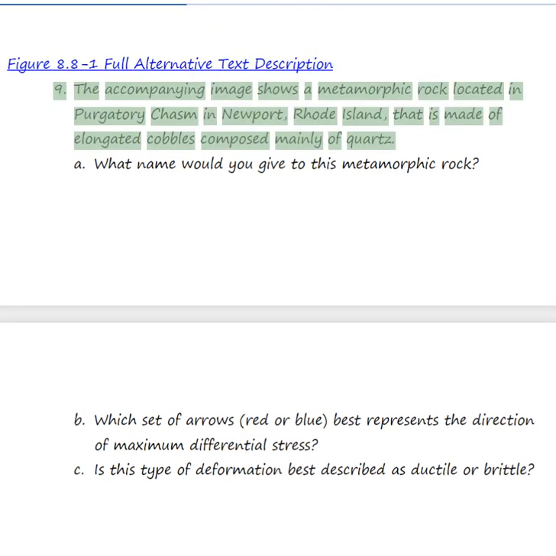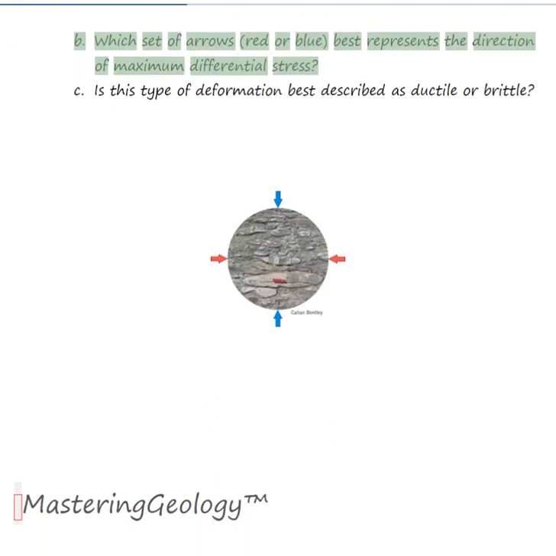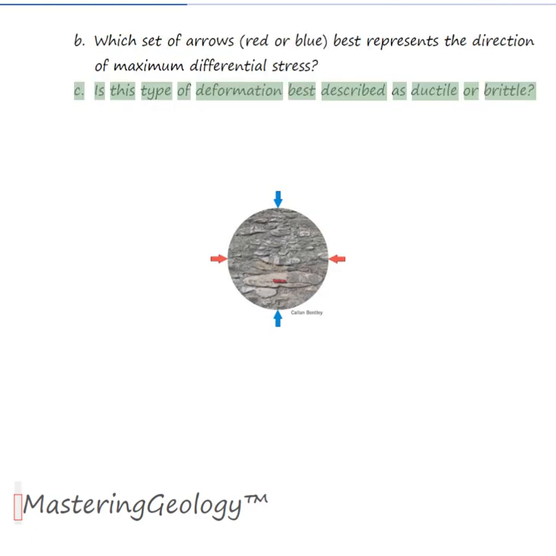9. The accompanying image shows a metamorphic rock located in Purgatory Chasm in Newport, Rhode Island, that is made of elongated cobbles composed mainly of quartz. A. What name would you give to this metamorphic rock? B. Which set of arrows best represents the direction of maximum differential stress? C. Is this type of deformation best described as ductile or brittle?